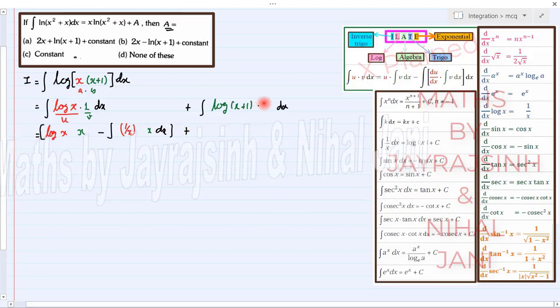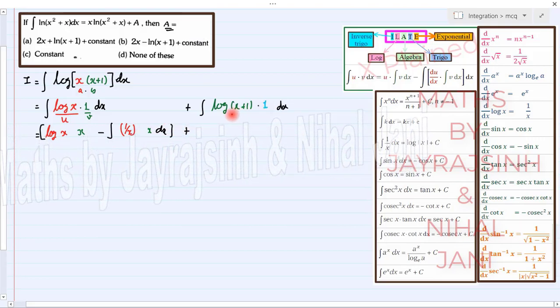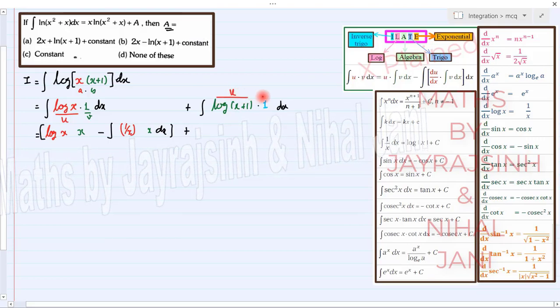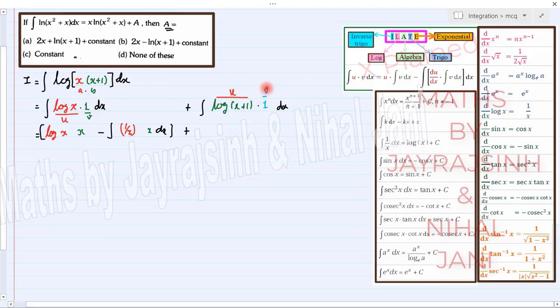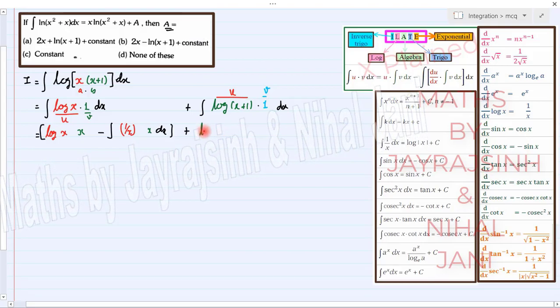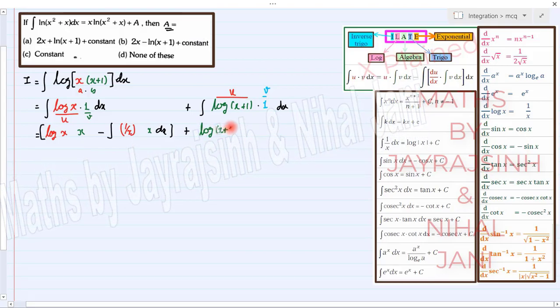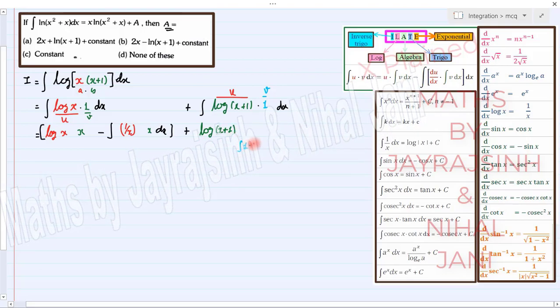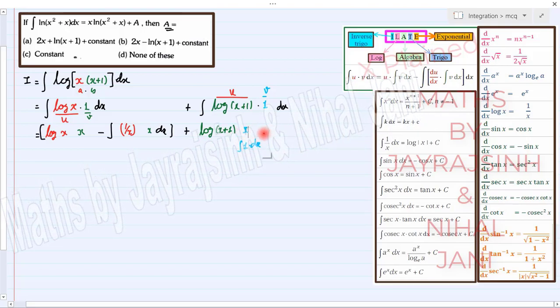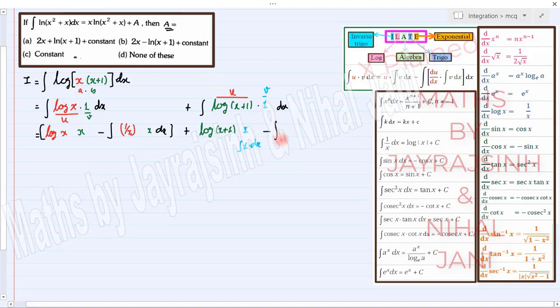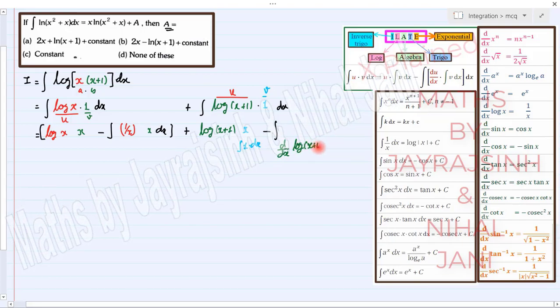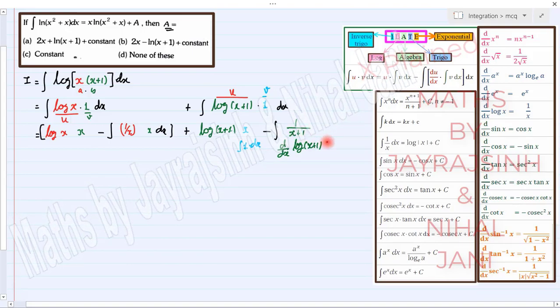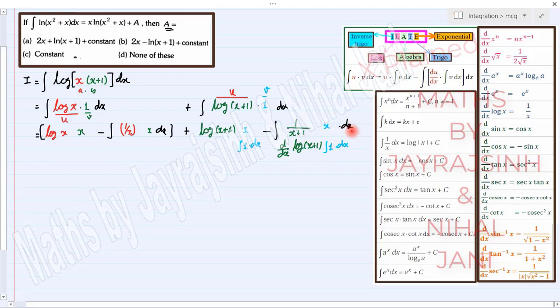Similarly, in the second term, we will have log of x plus 1 into 1. Log of x plus 1 will be selected as u and 1 will be your v. So in the first term, your log of x plus 1 will be as it is. We have to integrate your v, which is 1, so it will be x, minus integration of the product of differentiation of u, which is log of x plus 1. And its differentiation will be 1 upon x plus 1 into integration of 1, which will be x, dx.